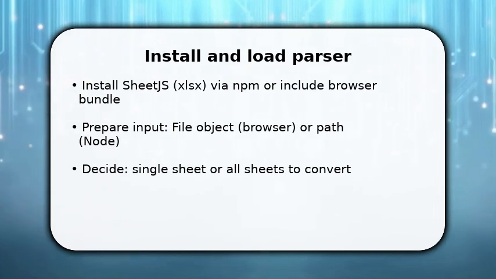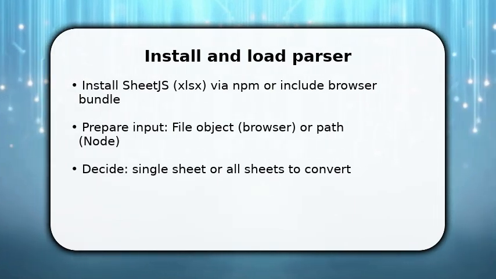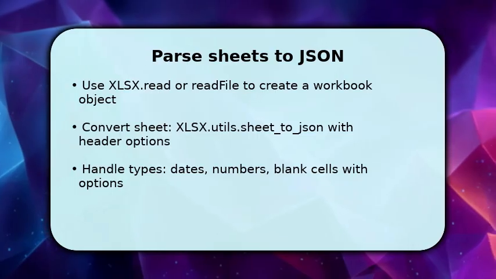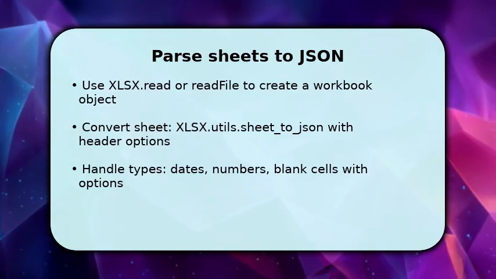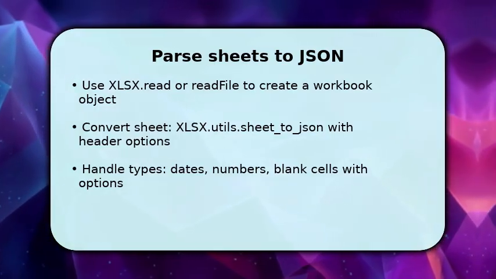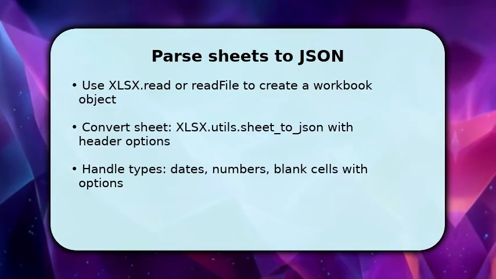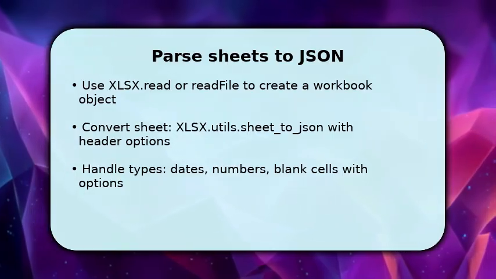Once you have a workbook, iterate its sheet names and call utils.sheet_to_json for each sheet to extract rows as objects. You'll pass options: header to control keys, defval to fill missing cells, and raw or dateNF to handle date serials correctly. This makes output predictable.